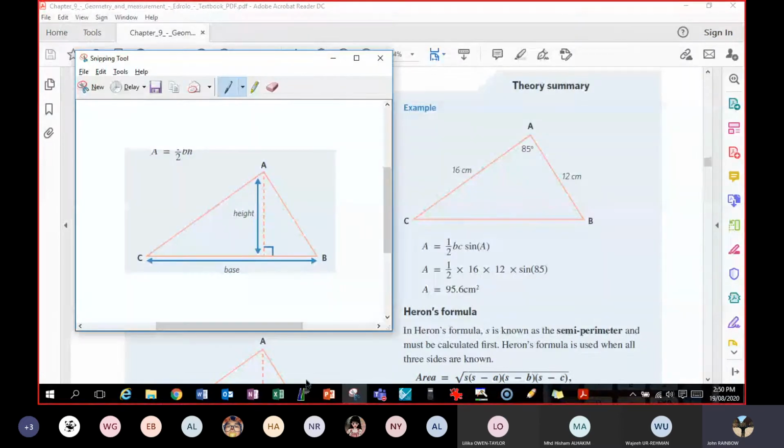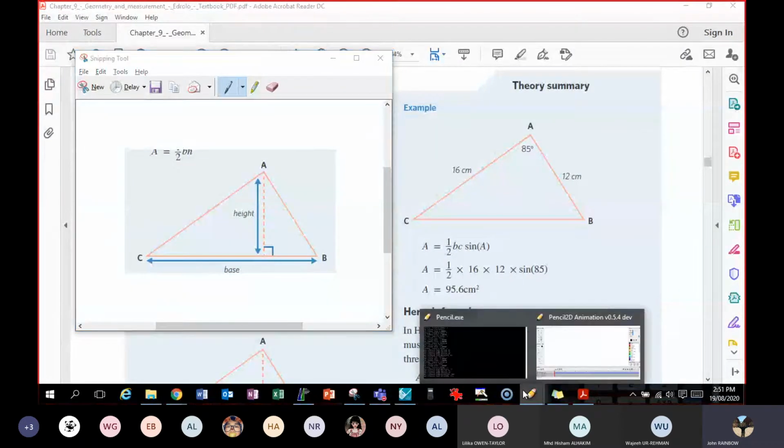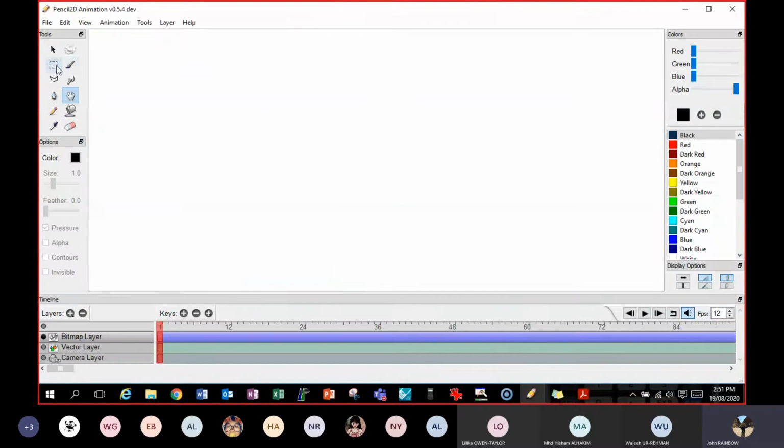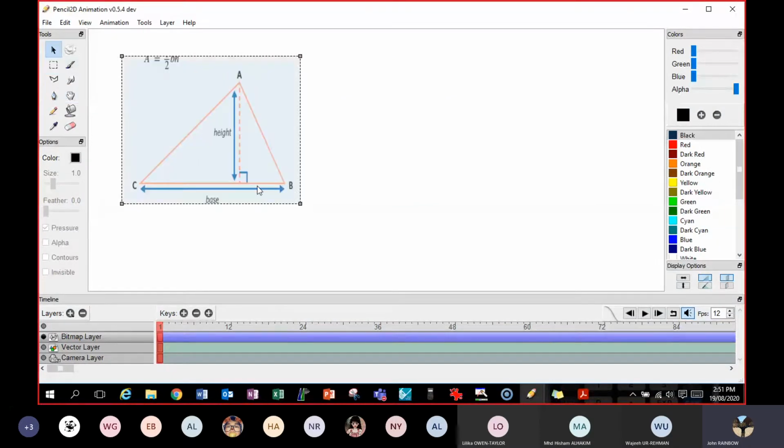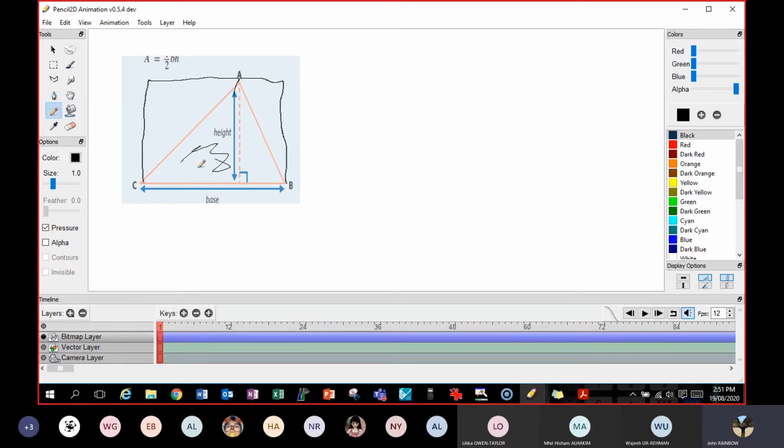But if you take the area, it's base times height, and the height is always perpendicular to the base because if you multiply these two measurements together, base times height, it's going to give you the area of a rectangle. Then why is it half of it? It's half of it because you can see that this only takes up half of this part and this only takes up half of that. So base times height times a half.